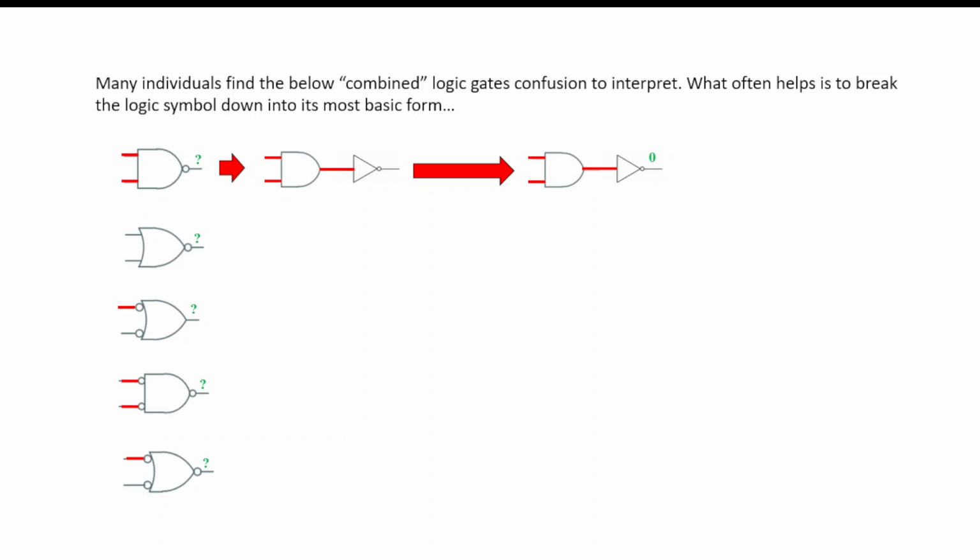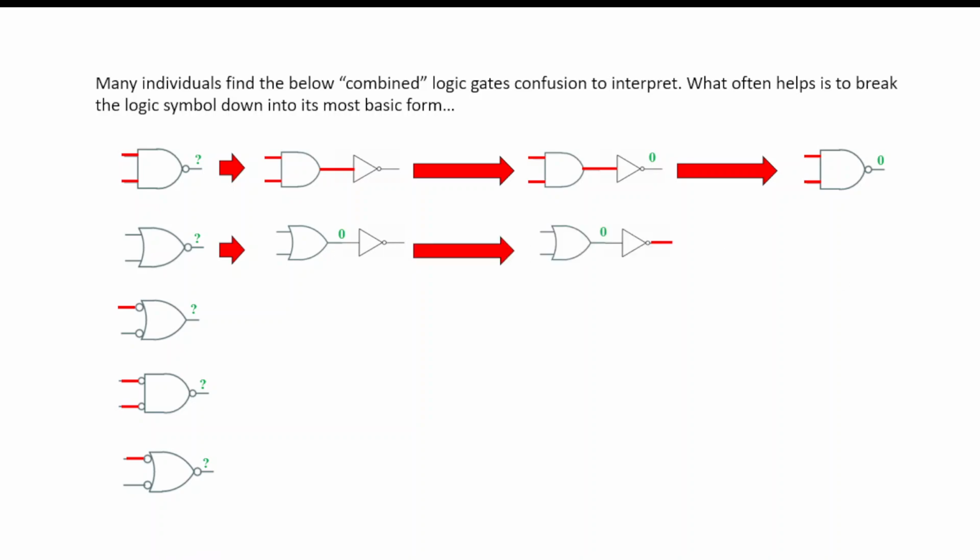What about the next one down? Well, the next one down is really an OR gate with a NOT gate. So if I have an OR gate here, and that's low, then that means the output is low. Well, if it's low going into the input of a NOT gate, that means the output must be high. And that then means that for this logic gate, the output will be high.